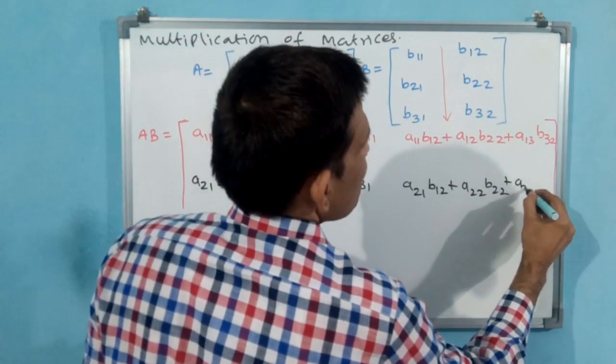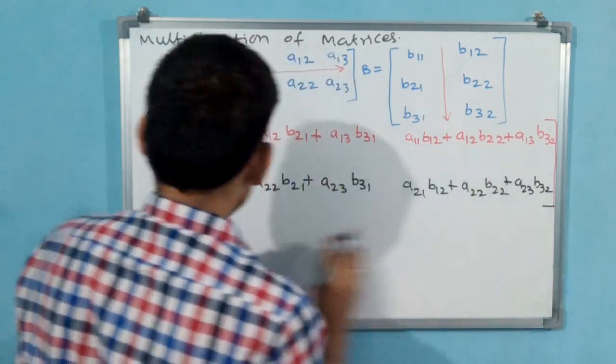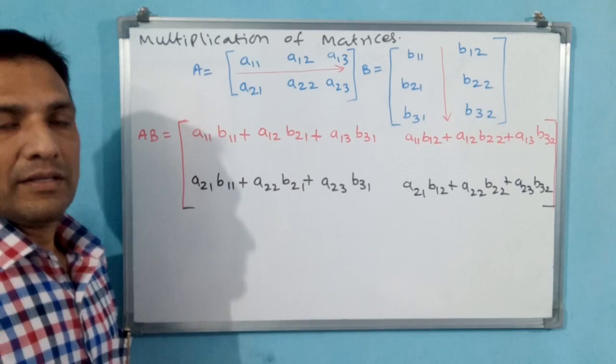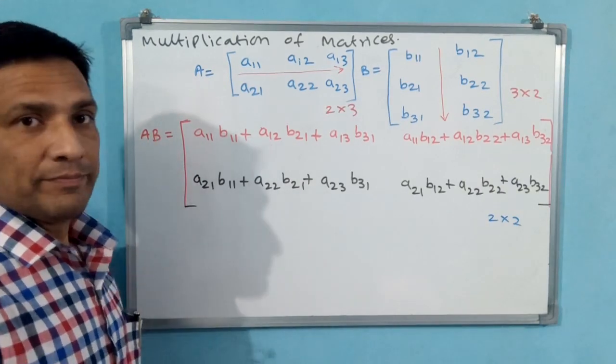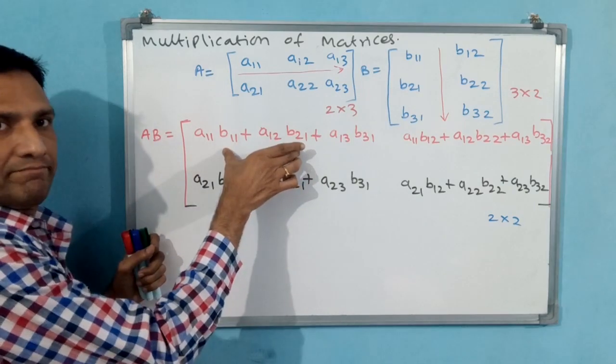A23, B32. Okay. Now you see, first row, first column we have written here.